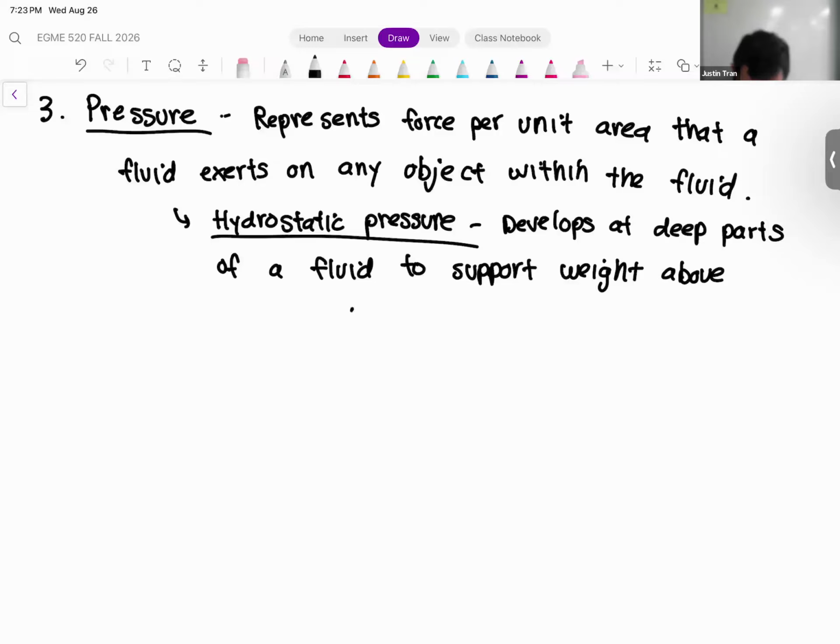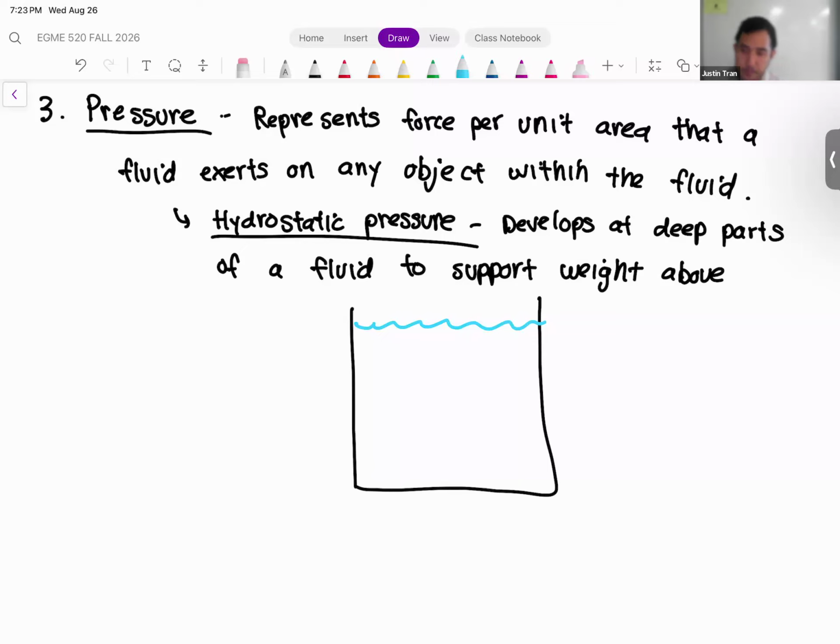So for instance, if you have a pool of fluid here, one of the first things that you learn in your introductory fluids class is that the deeper you go in a column of fluid like this, the higher the pressure is going to be. If you compare location one and location two, location two is going to have higher hydrostatic pressure because it has to support the weight of all the fluid that's above it.